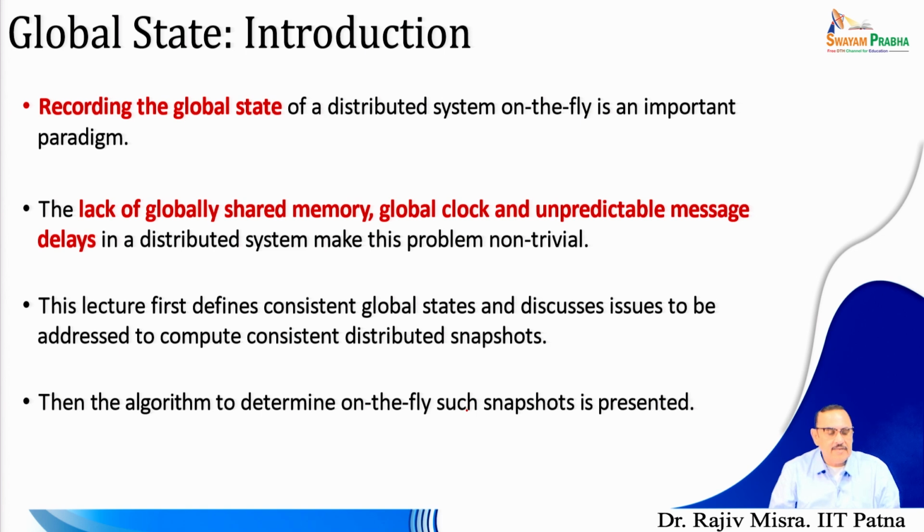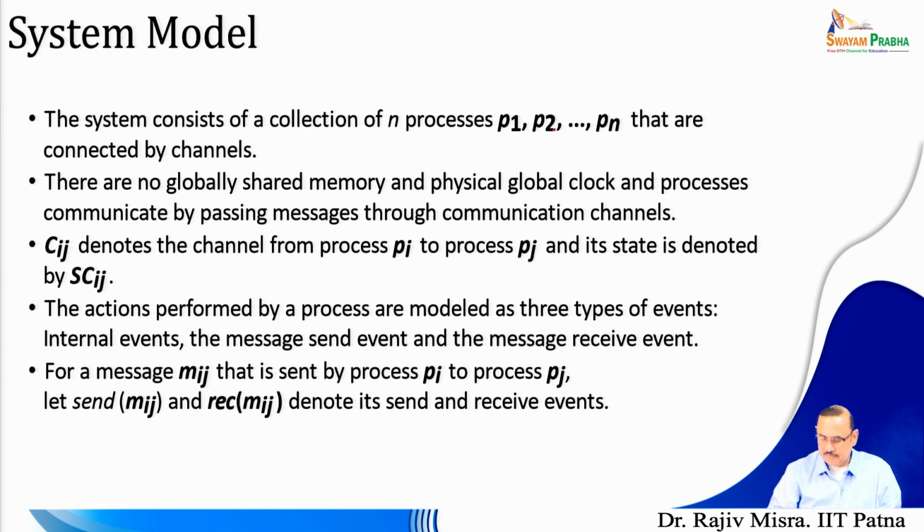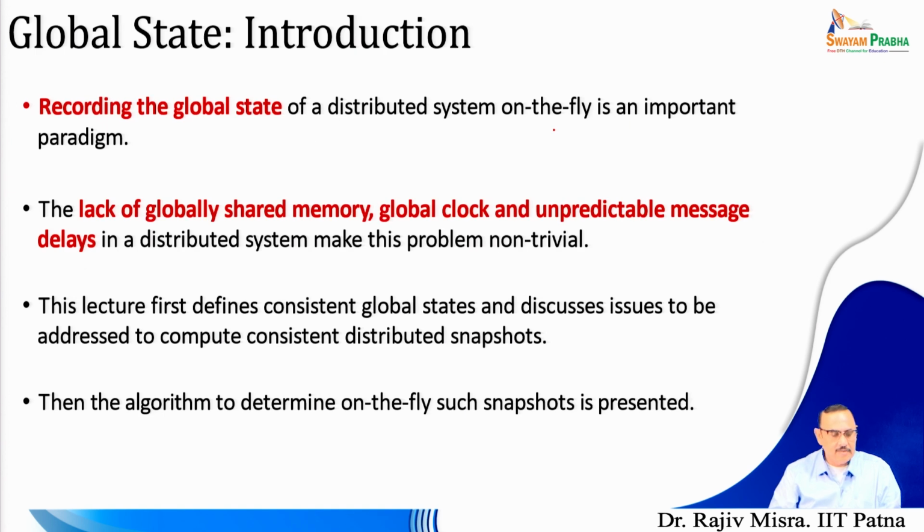So, let us understand this algorithm, how the global snapshot is taken. Before that, we have to understand some basics or preliminaries about the global state. Recording a global state in a distributed system on the fly, that means without stopping, is an important paradigm. That means we cannot stop the system, yet we want to record the global state.